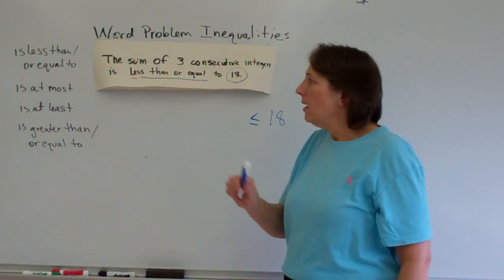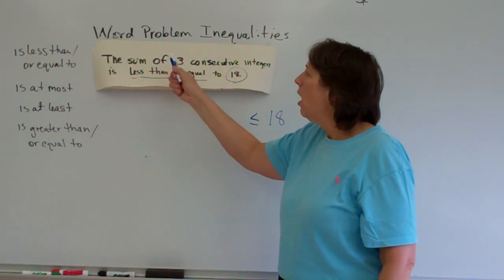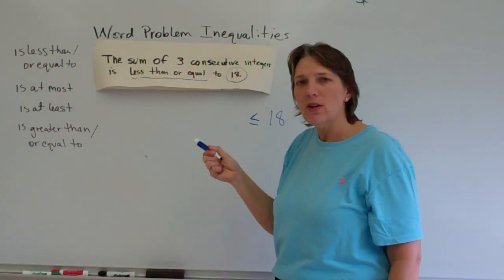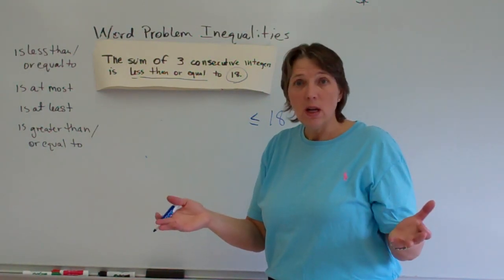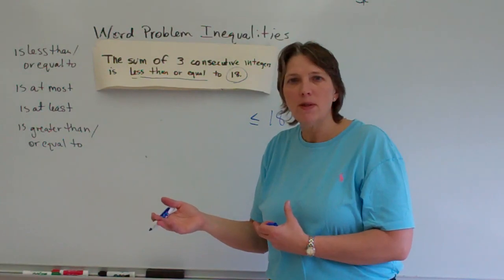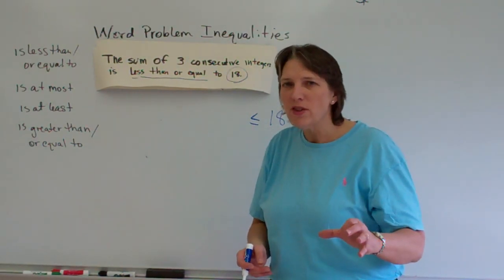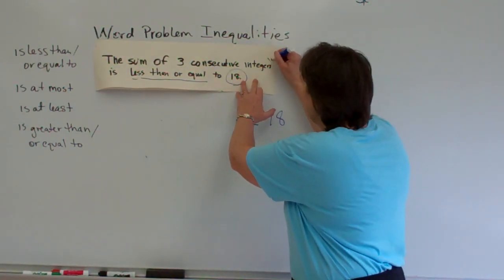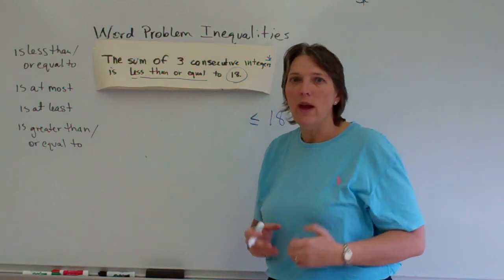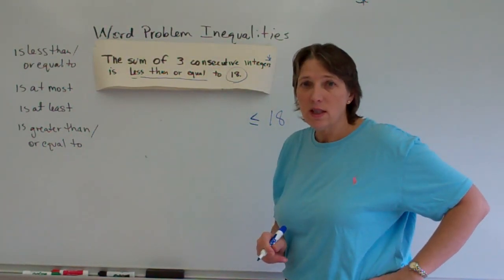The next key thing is it says the sum of, so we're adding, of three consecutive integers. So we've already identified the number system, the set of integers, which are whole numbers and their opposites. So we're not talking about fractions and decimals. We're talking about the set of integers. That's the only number system we're dealing with. So we want to somehow note that so we don't forget it when we do our graph. And it tells us it's consecutive.